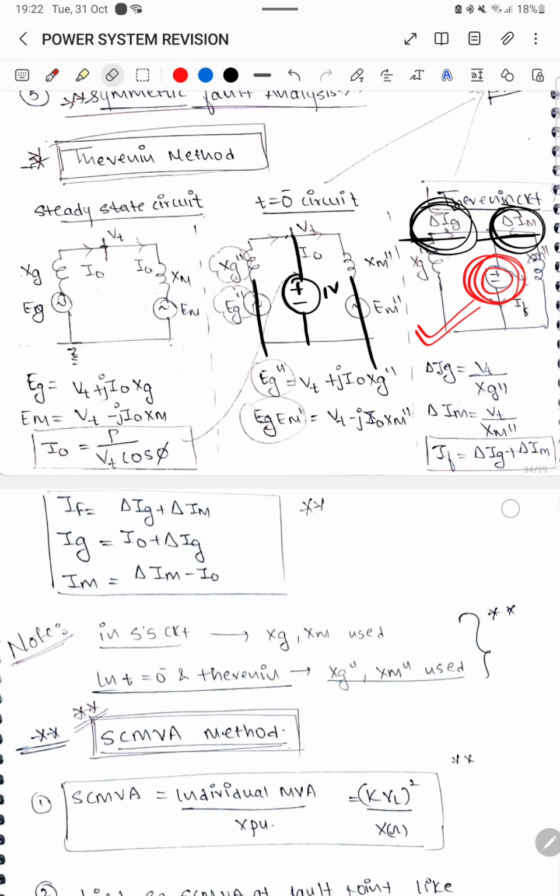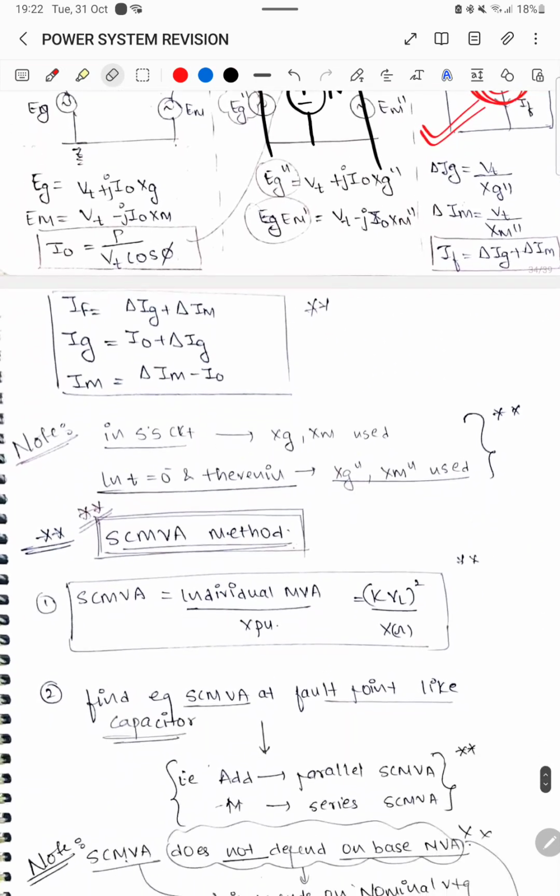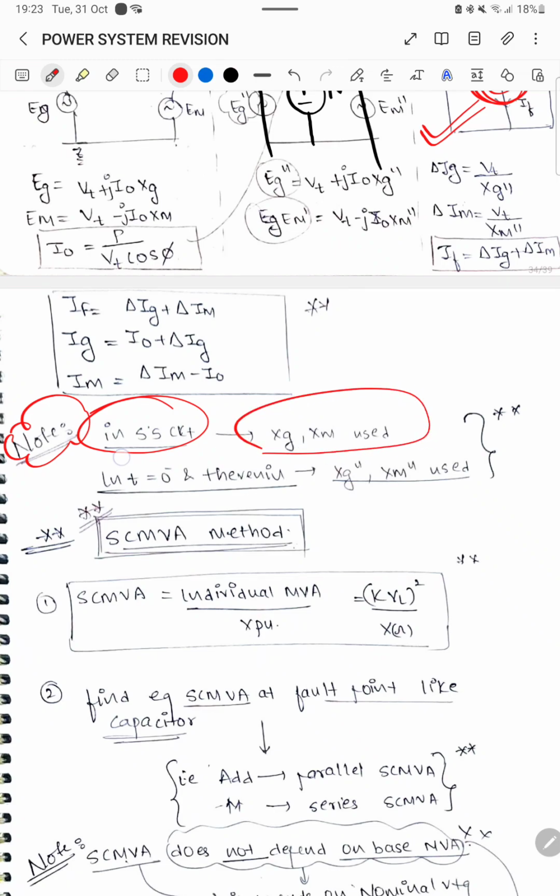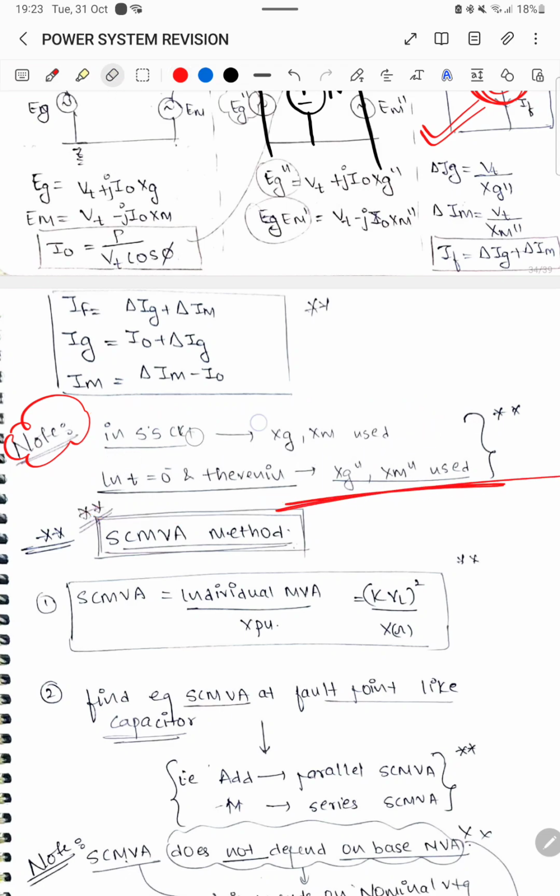This is a very important concept, and as I have already discussed, note that in the steady state circuit Xg, Xm is used. For Thevenin and for the circuit at t equals 0 minus, you will be using Xg double dash, Xm double dash and so on, okay.